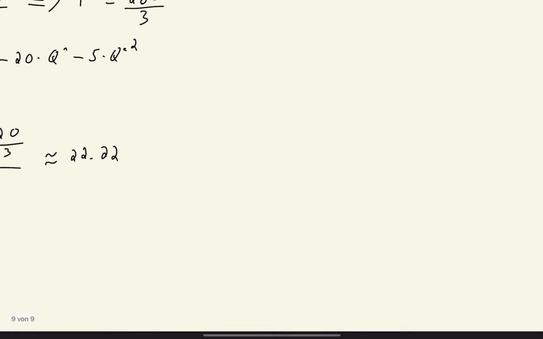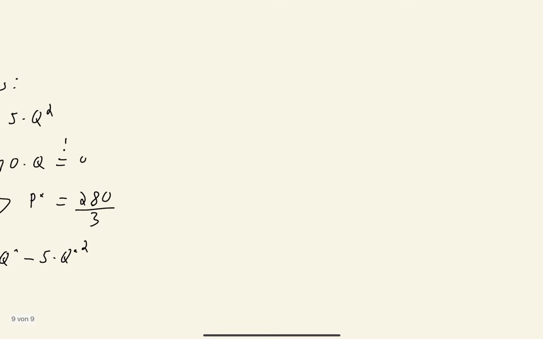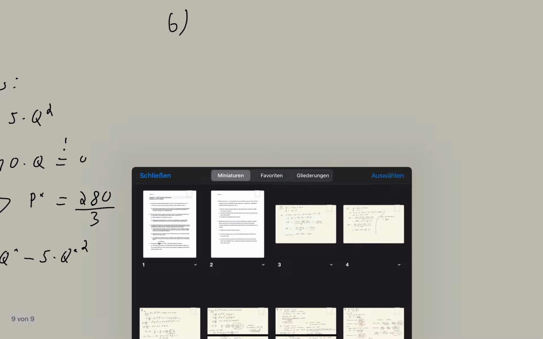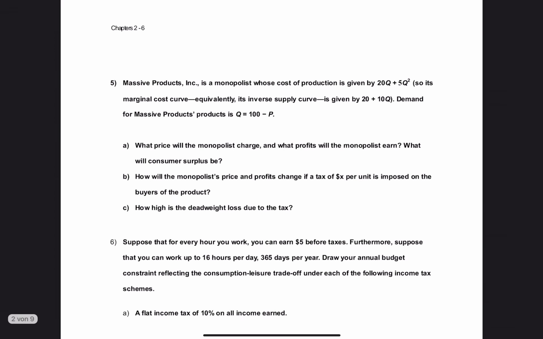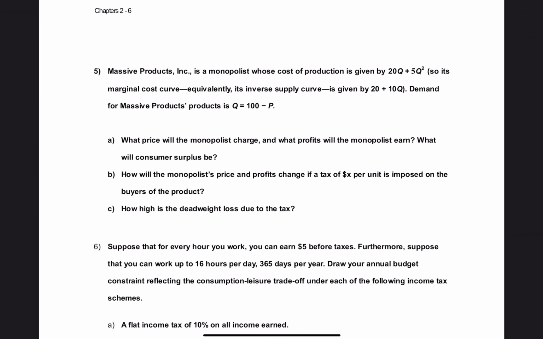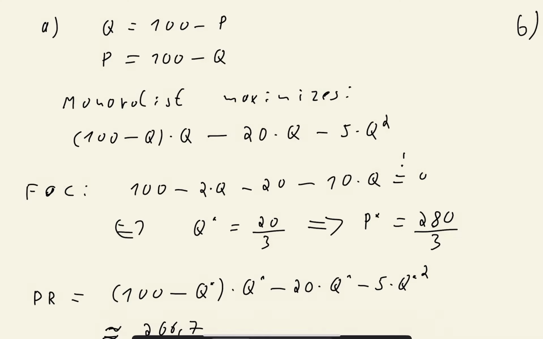Okay, so this is the total welfare if there is a monopolist on the market and there are no taxes. Now, in sub-exercise B, we are confronted with a situation where a government is imposing a tax. How will the monopolist's price and profits change if a tax of X dollars per unit is imposed on the buyers of the product? The consumers have to pay X dollars in addition to the price if they are buying the product. Now the question is, how does everything change?